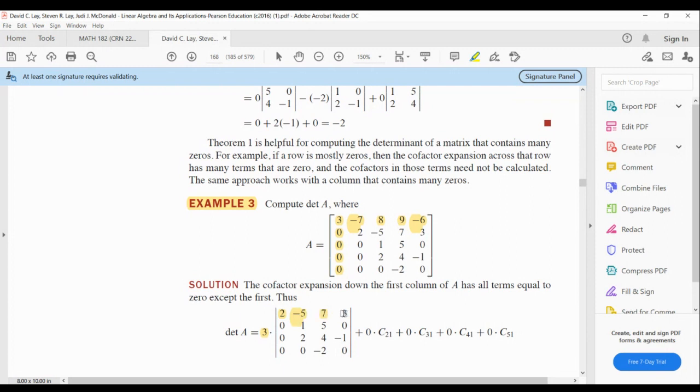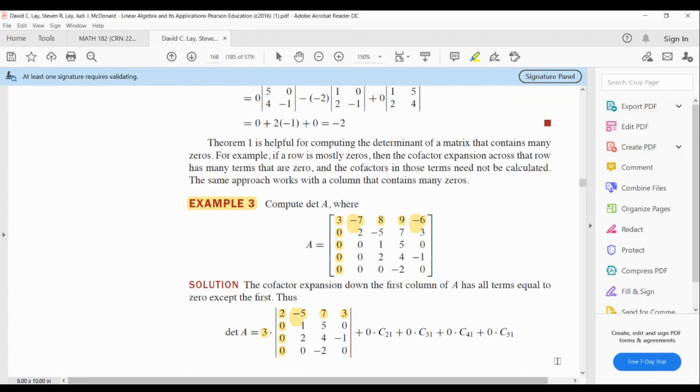So we would then, hold on. Getting a little better with this. All right, so we'll block out the first row, the first column. So it's going to be 3 times, would it be 3 times a positive 2 or a negative 2? It's going to be a positive 2. That's right.